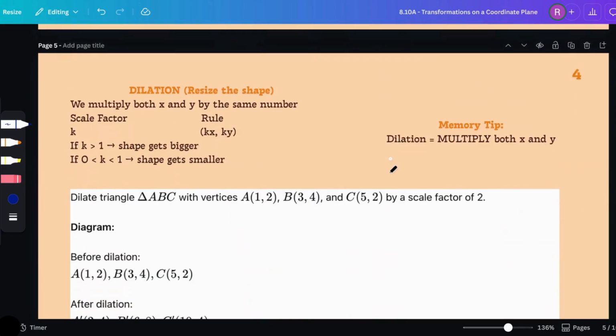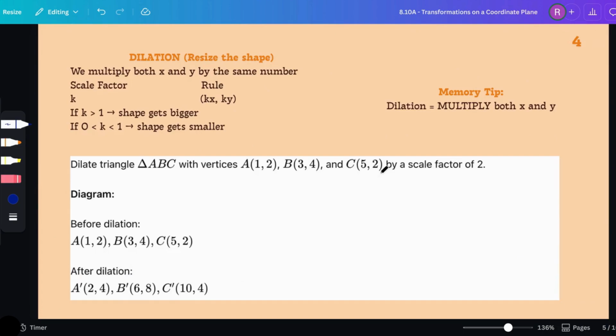But for dilation, the size will change. It will resize the shape because we are multiplying both x and y. Dilation is similar to translation. The only difference is that for translation, we are either adding or subtracting. But for dilation, we are multiplying, and when you multiply, the shape will change.